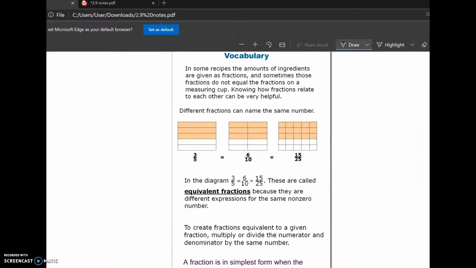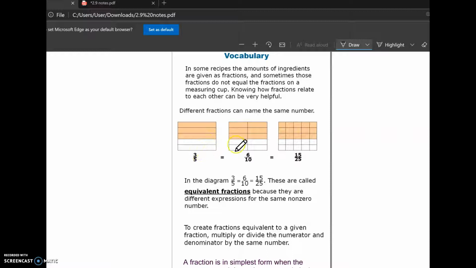All right, so I have some pictures of fractions, and all these fractions, the shaded part, this brown, orange, or tan color, is the same size. But the fraction at the bottom is different because these are all equivalent fractions. In some recipes, the amount of ingredients are given as fractions, and sometimes those fractions do not equal the fractions on the measuring cup we have. Knowing how fractions relate to each other can be super helpful.